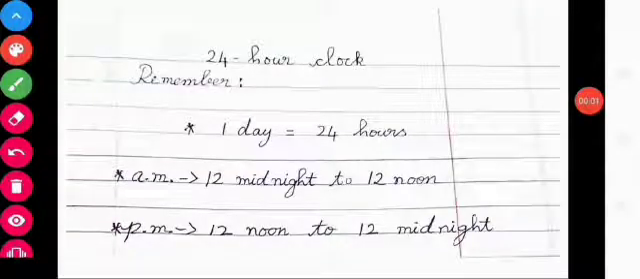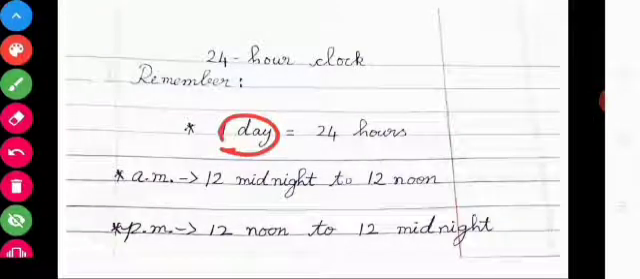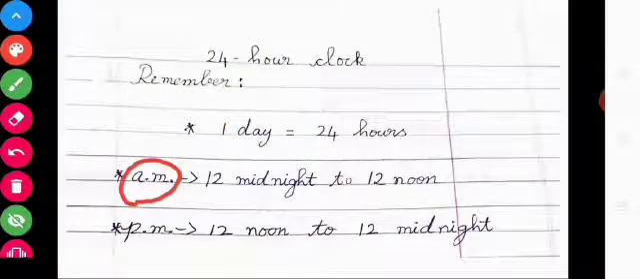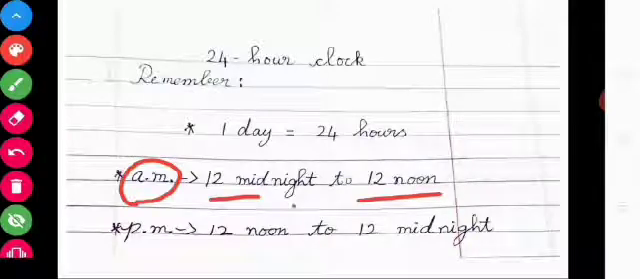Next one is the 24-hour clock. One day is equal to 24 hours. AM is 12 midnight to 12 noon, and PM is 12 noon to 12 midnight.